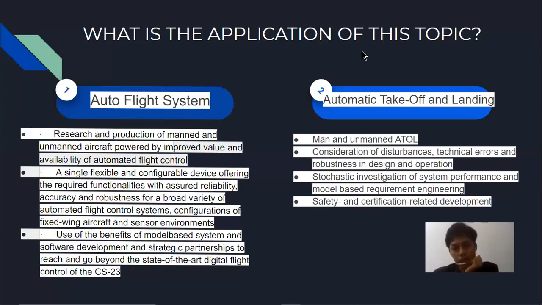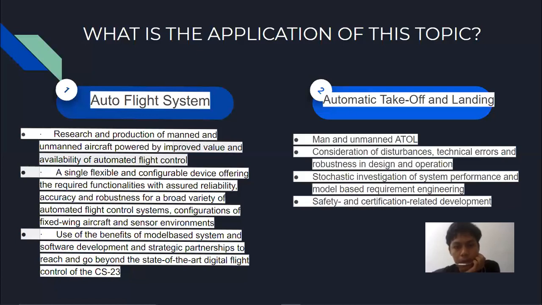So under automatic takeoff and landing, I'm going to elaborate about manned and unmanned automatic takeoff and landing, consideration of disturbance, technical errors, and robustness in design and operation, stochastic investigation of system performance, and model-based requirement engineering, safety and certification related development. So the autopilot system is also called the auto flight system.